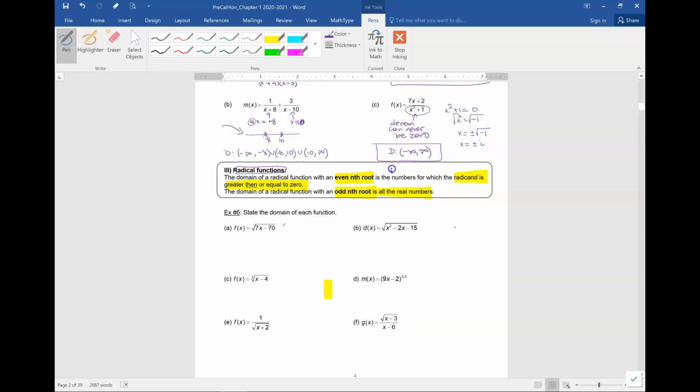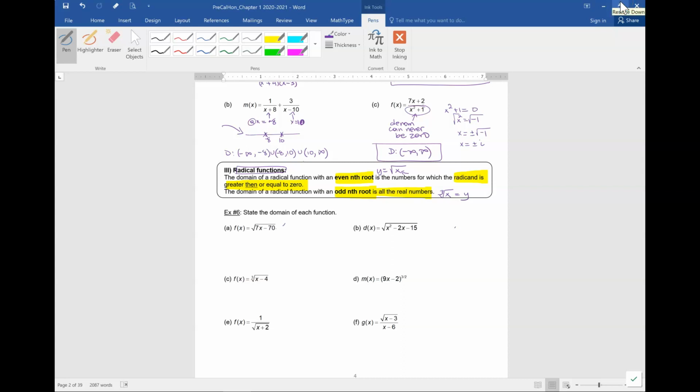So if you have the square root of x, the stuff inside the root here can only be greater than or equal to 0. Okay? Negative 5 won't work. But if you have cube root of x, any number that you put in there will work. So the domain for y equals root x is just the positive numbers, but y equals cube root x is all numbers.